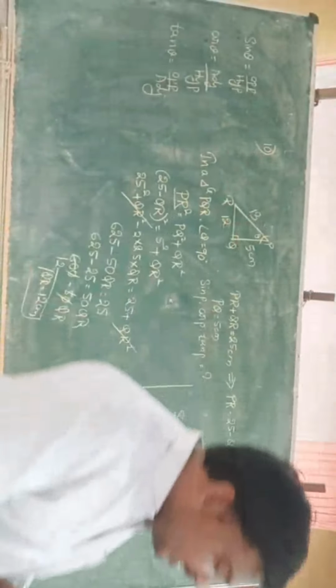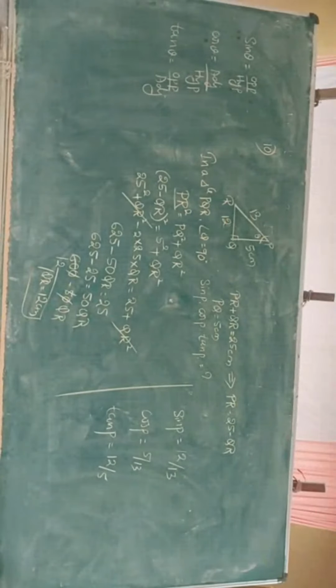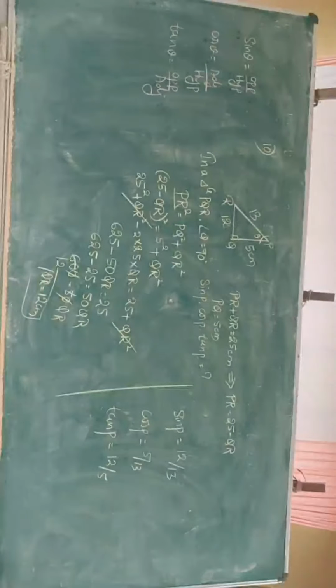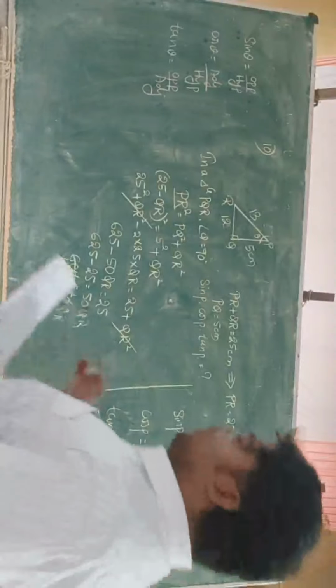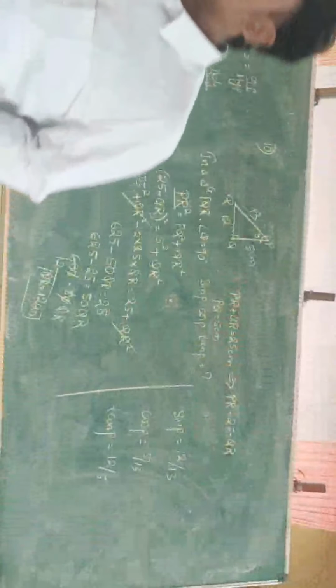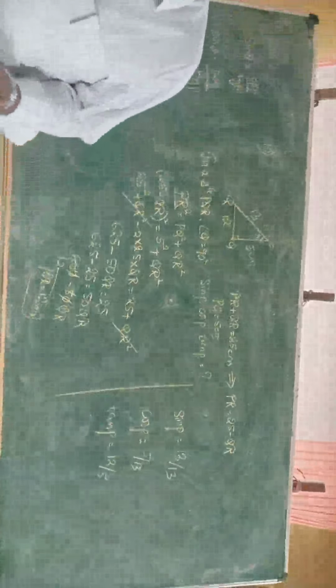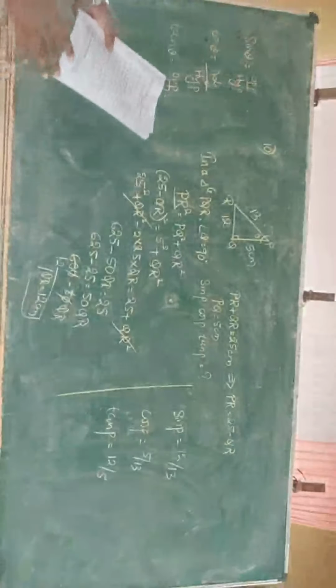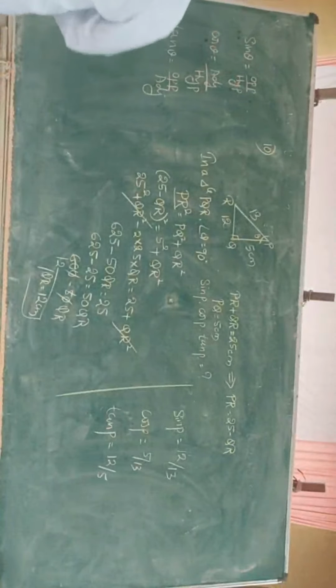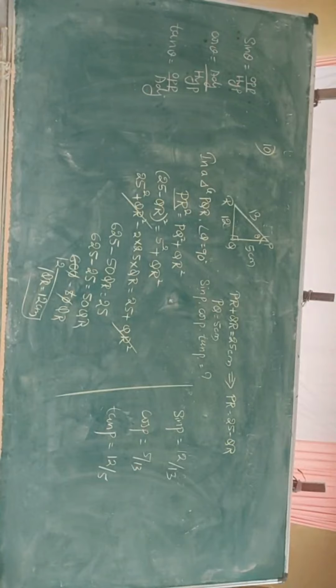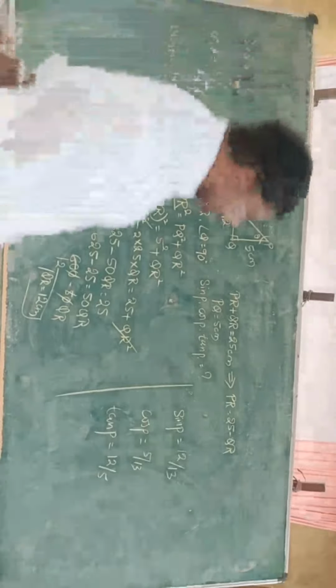Okay, yes, do you have any doubts in this exercise? Exercise number 8.1, do you have any doubts? Hope no doubts. Yes. Can you take the next concept? Yes. Right side, trigonometric ratios of some specific angles.